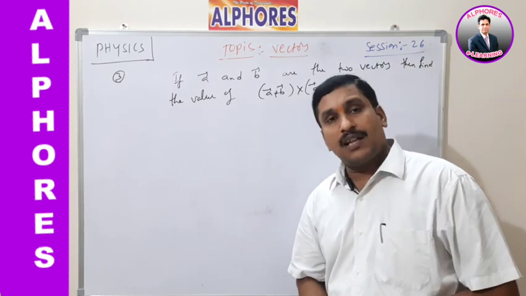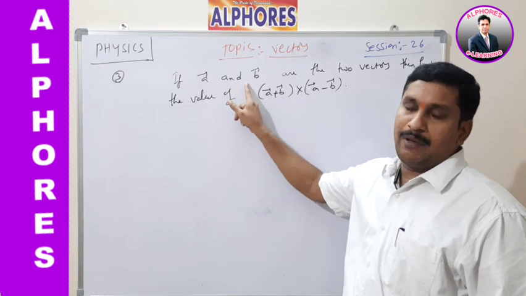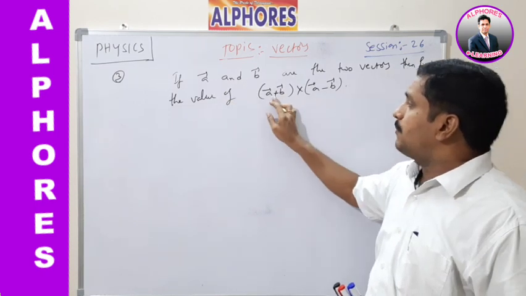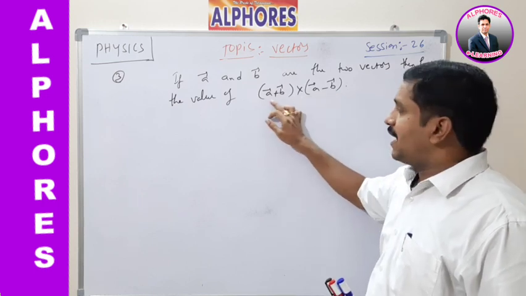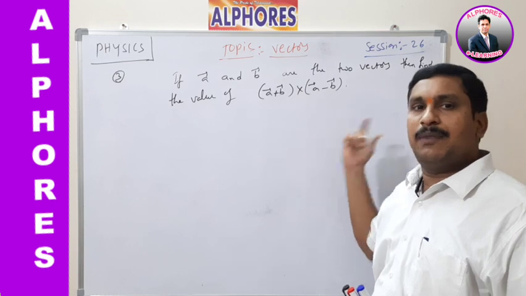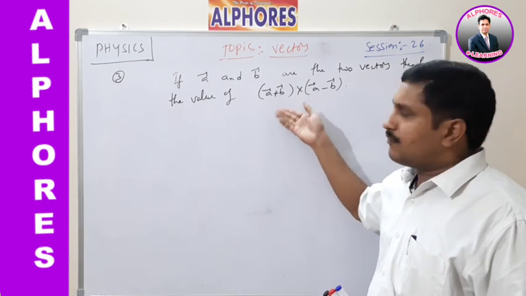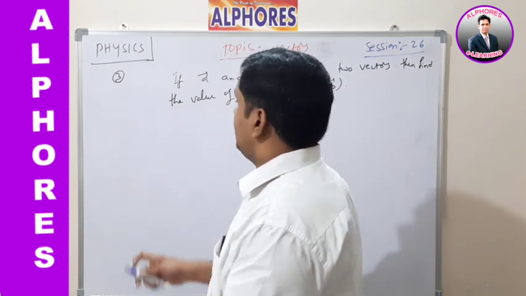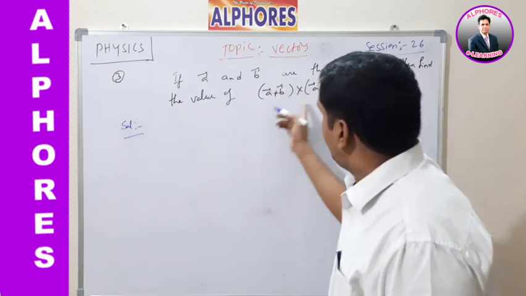In this question, what I am asking is: small a bar and small b bar are two vectors, and find the value of the sum of these two vectors cross the difference of these two vectors, that is a bar plus b bar cross a bar minus b bar. Now, in order to solve this type of problem, we already know the result, so as per this result I have to take it this way before going to the solution. I have to take this value.